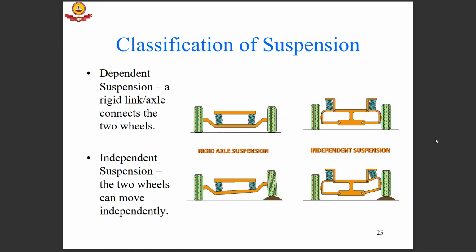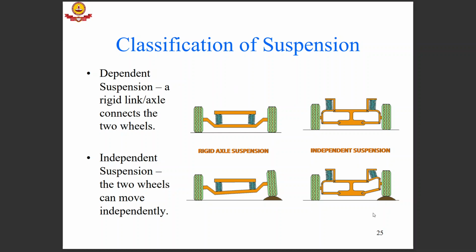Now coming to classification of suspensions. First is a dependent type. A dependent type suspension means the two wheels are connected. For example, here this is a rigid axle suspension where one single rigid axle connects both the wheels, and over it the vehicle's sprung mass rests. So here, if one spring is getting compressed, the other spring is getting extended, right?